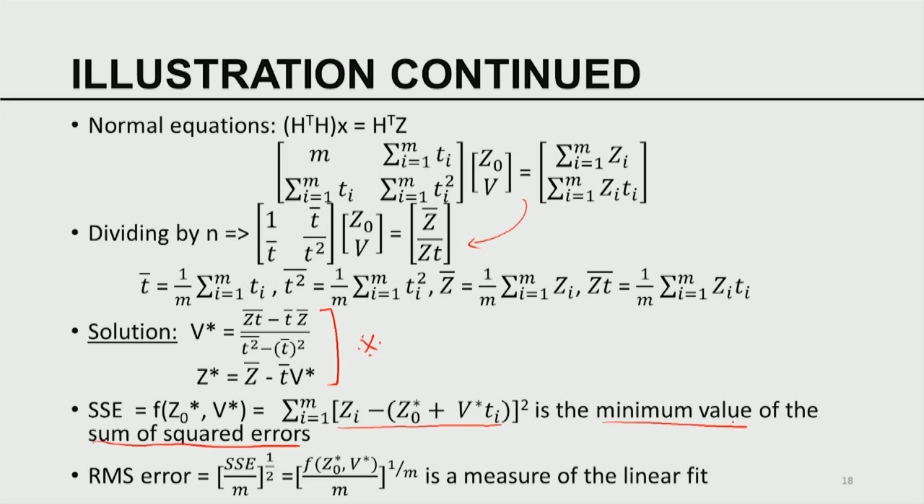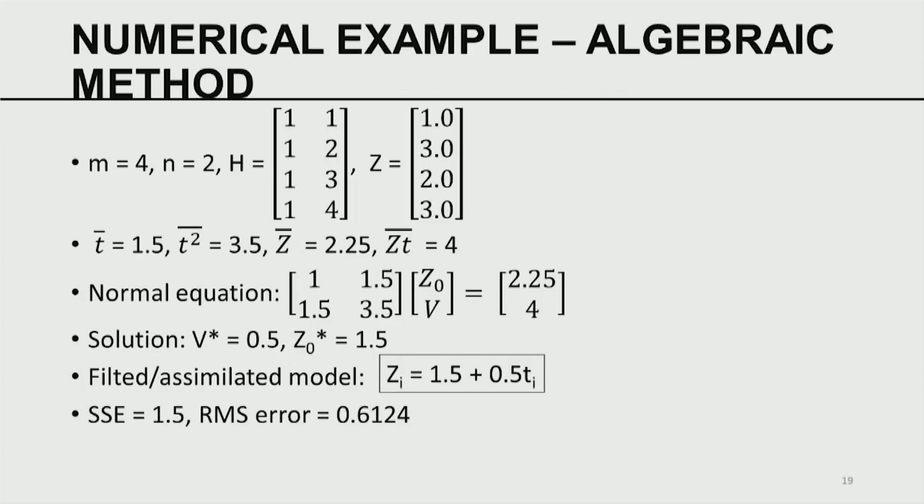Now we are going to define what's called the RMS error. So SSE above is the sum of the squared errors. Sum of the square error divided by m is the average sum of square errors. If I take the square root, it is the square root of the average of the sum of square errors. That's called the RMS error. RMS error gives you a measure of the linear fit. If the RMS error is large, the fit is loose. If the RMS error is small, the fit is tight. The looseness and the tightness of the fit all depends on the goodness and the availability of the data.